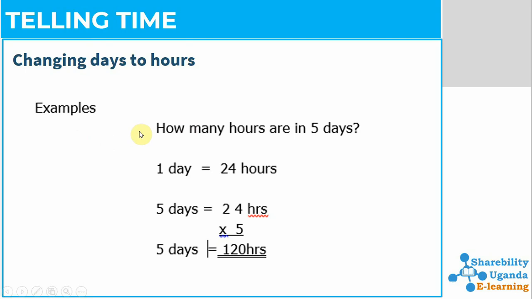Okay, so let's look at an example here. A basic example is: how many hours are in 5 days? So how do you derive this? Number one, you have to know that one day has 24 hours. One day is equal to 24 hours. If one day equals 24 hours, then how many hours are going to be in the 5 days?